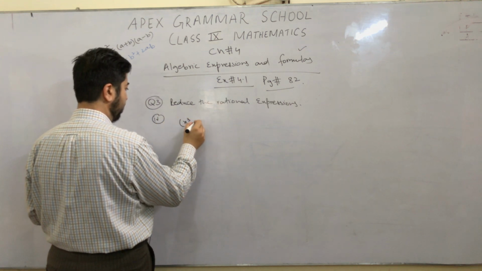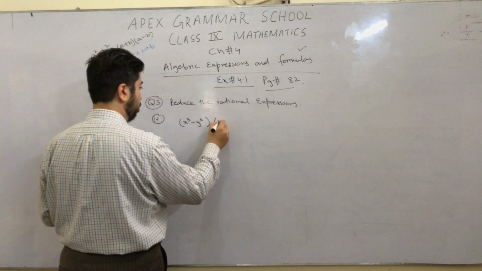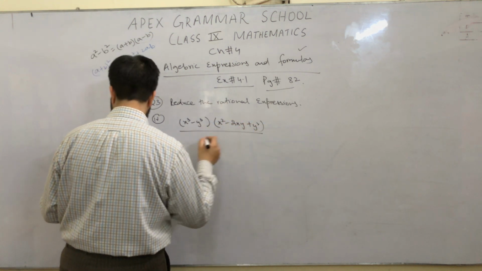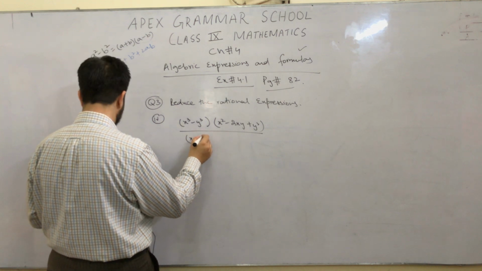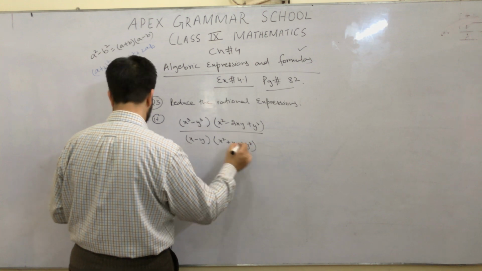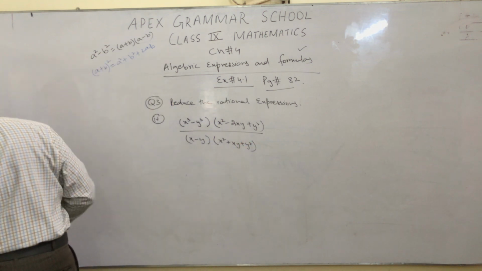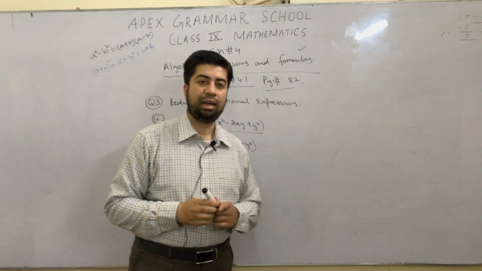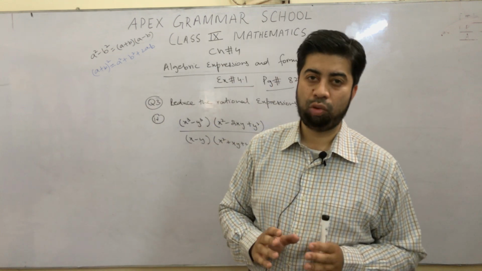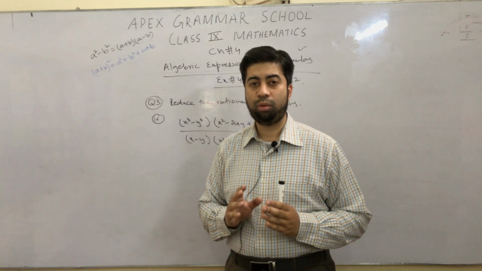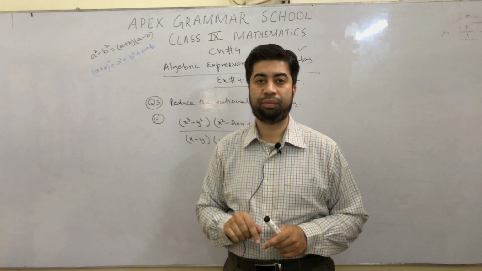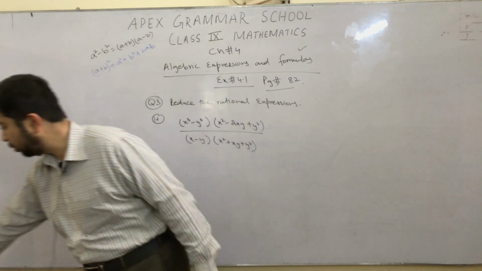x cube minus y cube into x square minus 2xy plus y square, and in the denominator x minus y into x square plus xy plus y square. I again suggest that you please learn all those formulas that I told you at the start of this lecture, in this video.